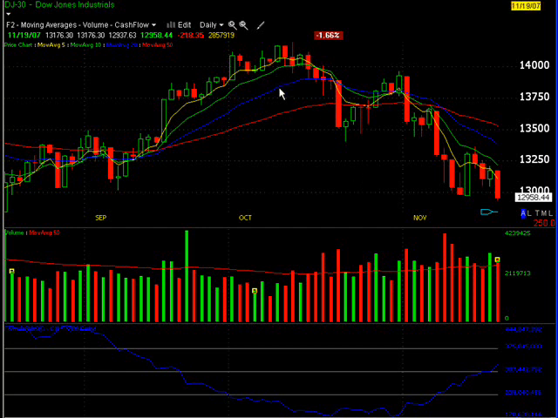the 20, whichever one you're comfortable with, when they break down through the longer term ones. So when they broke down through this 50, this was the beginning of the end. Here, we got a little bounce, but you notice that the moving average never broke. When they broke through, that is when the stock went down and the market went down. So look for when the moving averages cross.